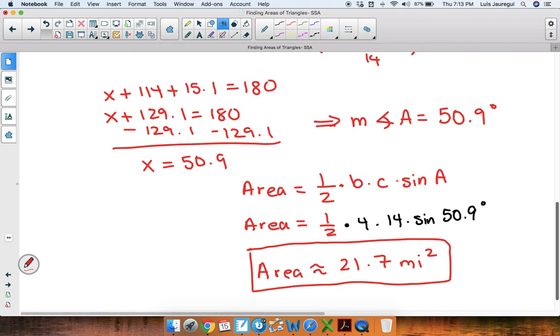So to conclude, in this particular video, we focused on finding areas of triangles when given the measures of two sides and an angle.